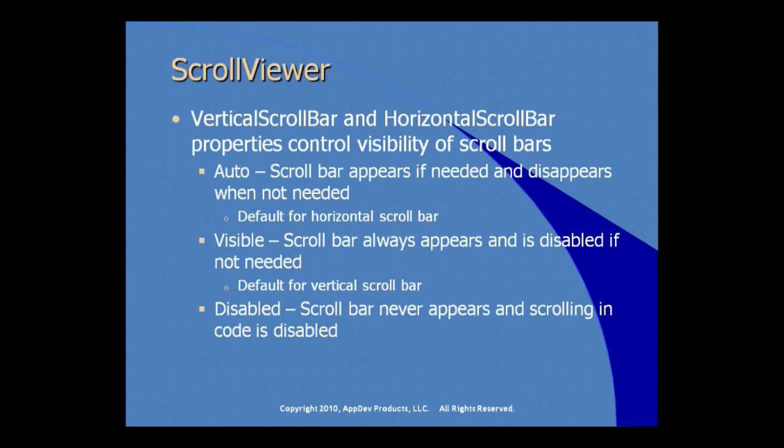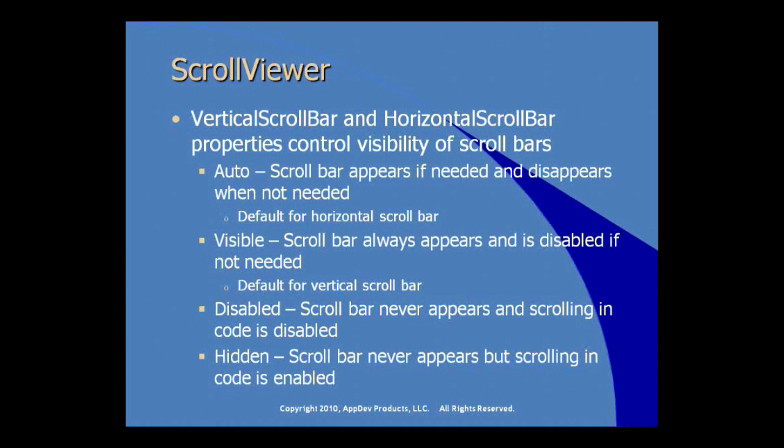If you set it to disabled, then the scroll bar never appears, so the users can't scroll in the UI, and you also can't scroll programmatically. If you set these properties to hidden, then the scroll bar never appears in the UI, but you are allowed to scroll in code.